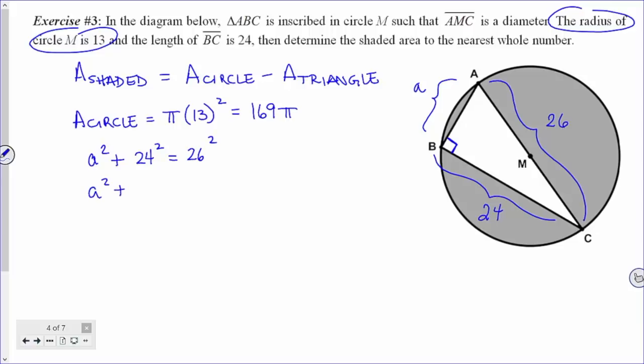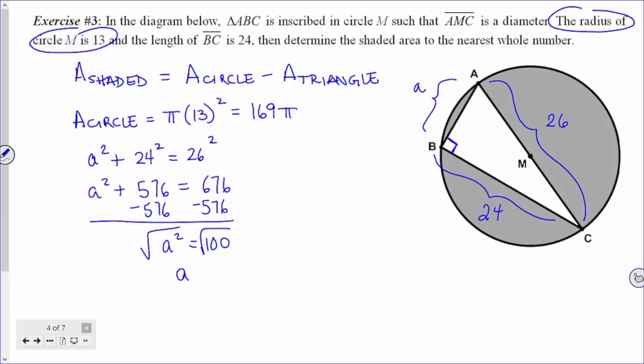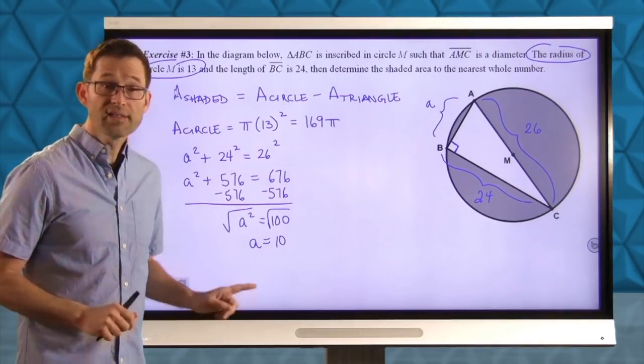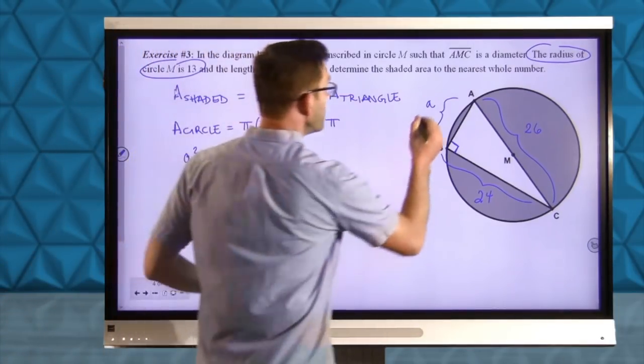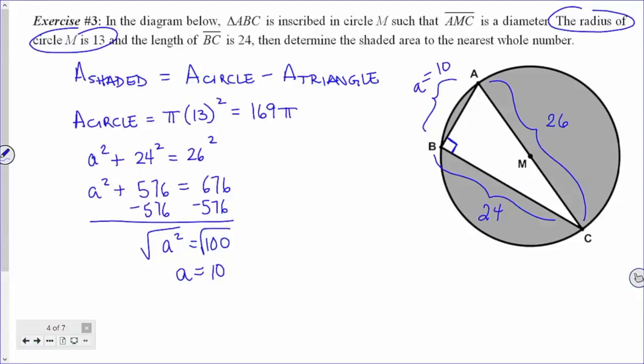A squared plus, what would be 24 squared? It's 576. And 26 squared is 676. Of course, use your calculator on those. I'll get A squared is equal to 100. And what I find is that the missing side that I desperately need is equal to 10. And that's going to be enough. Now that I know that that's 10, I can calculate the area of the triangle.